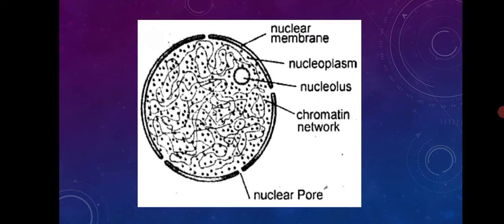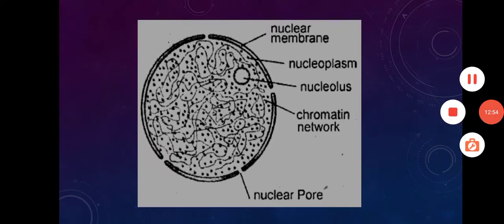Nucleolus: it is a dense spherical body present within the nucleus. It contains DNA, RNA, protein and enzymes. Chromatin network: it is present in the nucleus. It breaks into small pieces that are called chromosomes. Chromosomes contain DNA molecules called genes, and genes carry hereditary characters.